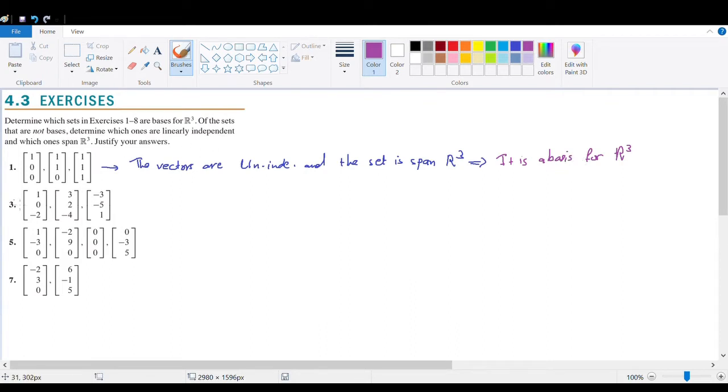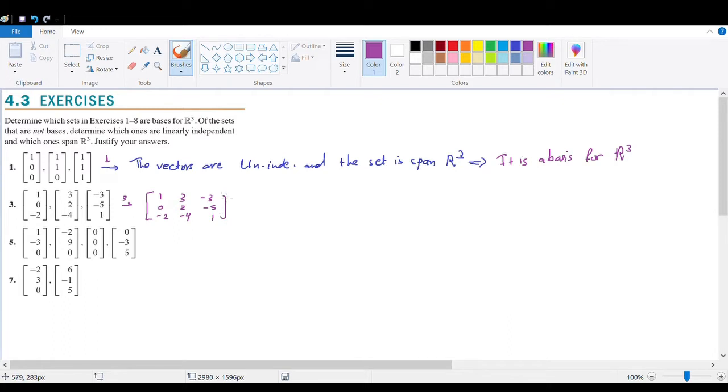So now for 3 we have these 3 vectors. We need first to row reduce it because this one is not already in echelon form. Let us write it as a matrix. So 1, 0, minus 2, 3, 2, minus 4, minus 3, minus 5, 1.